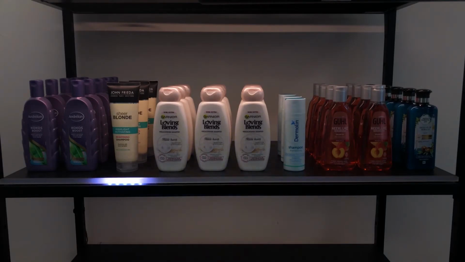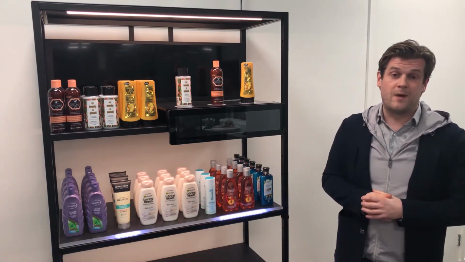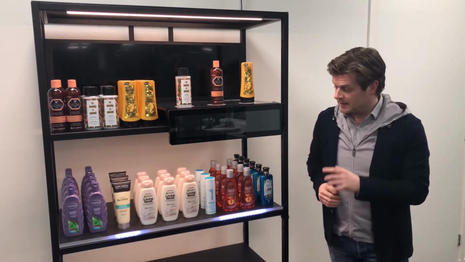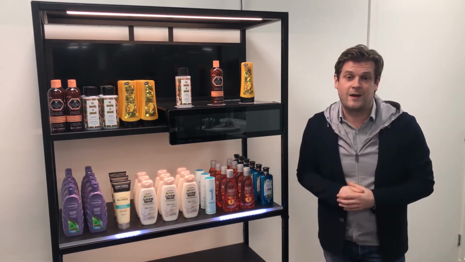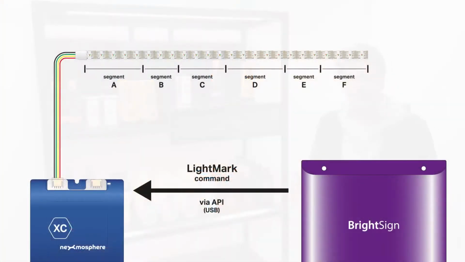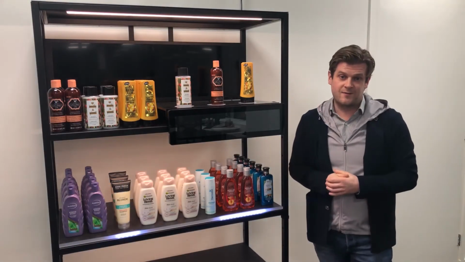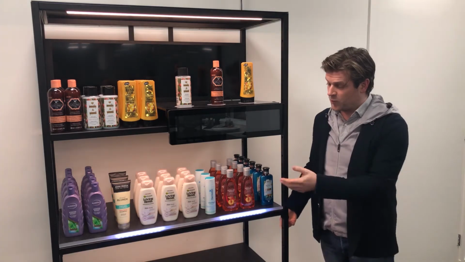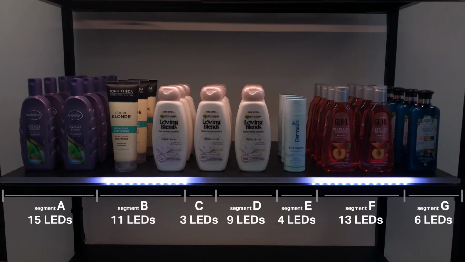Multiple segments can also be activated simultaneously, for example to indicate that multiple products match a specific criteria of the shopper in front of the shelf. Dividing the pixel LED strip into segments is done purely by sending LightMark commands via our API from a Digital Signage player to the neXmosphere controller. So if you want to rearrange the segments, there is no need for any hardware adjustments. Simply send the appropriate LightMark command to the controller and the segments will be rearranged according to your specification.